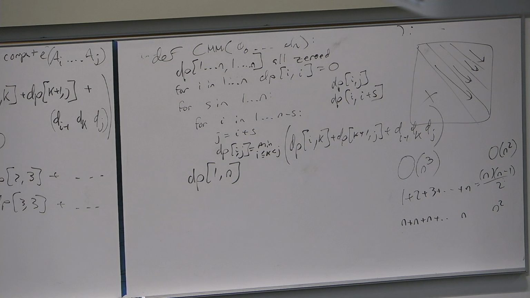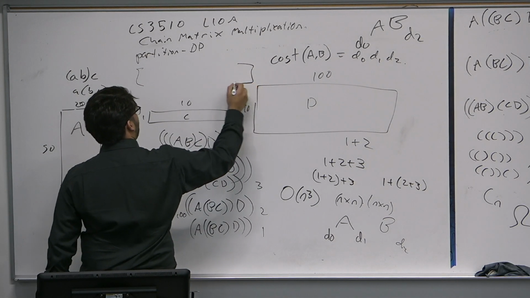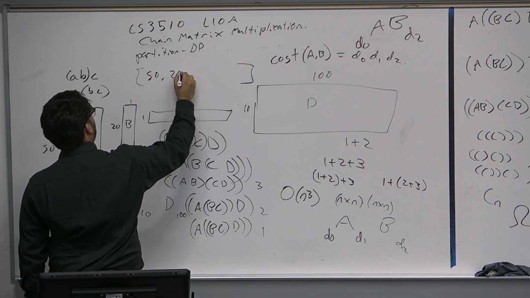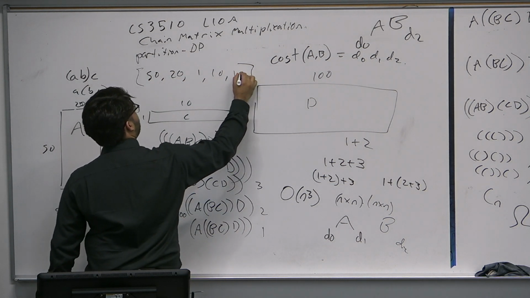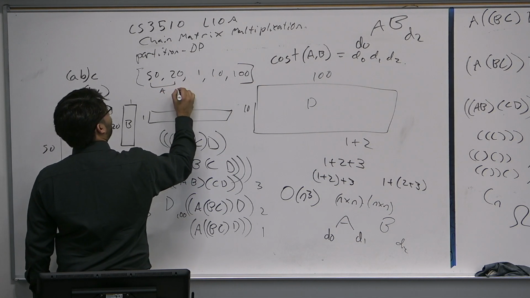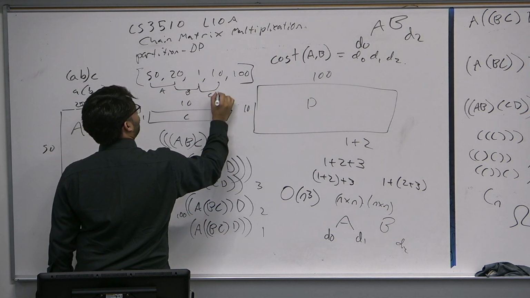Those are the dimensions of the matrices, where D0 to Dn are integers given to us, such that D0, D1 consists of the pair of dimensions for A0, A1. D1, D2 consists of the dimensions for A2, and so on. The dimensions of An are Dn minus 1 and Dn, right? So for this specific problem, the array of dimensions given to us would be 50, 20, 1, 10, 100. That would be our input. And we would know that this is A, this is B, this is C, and this is D.